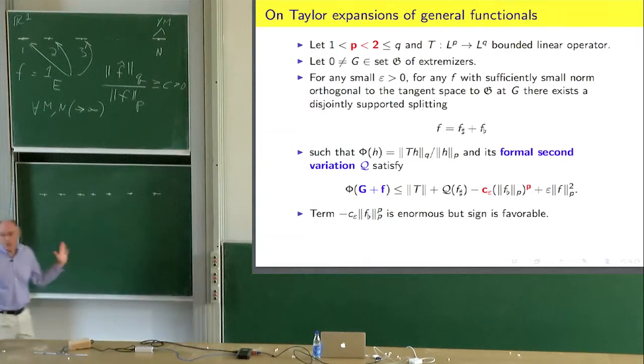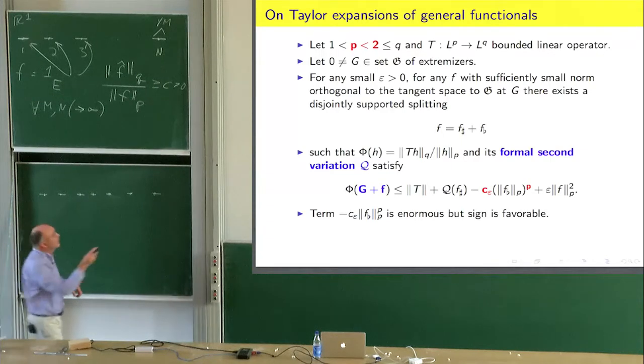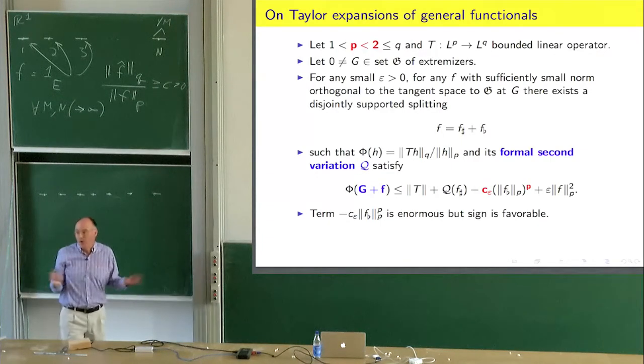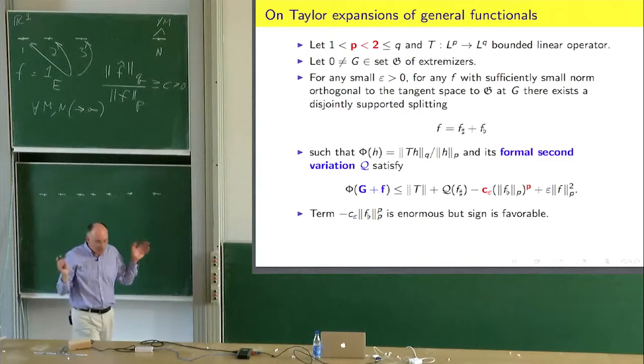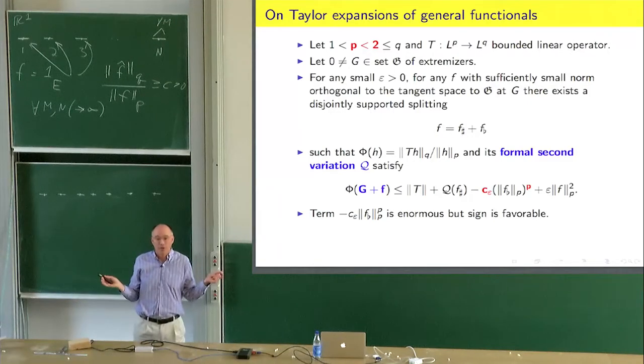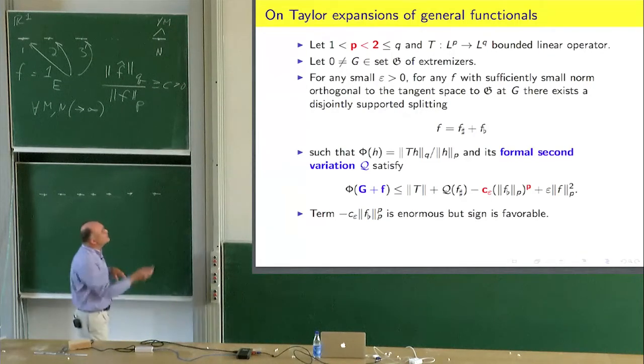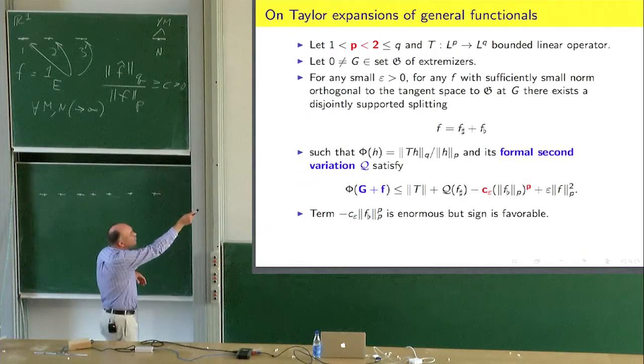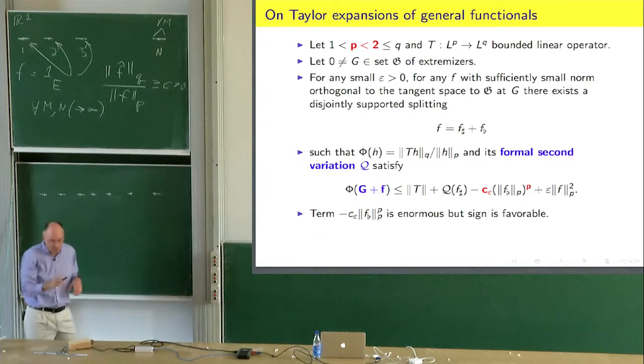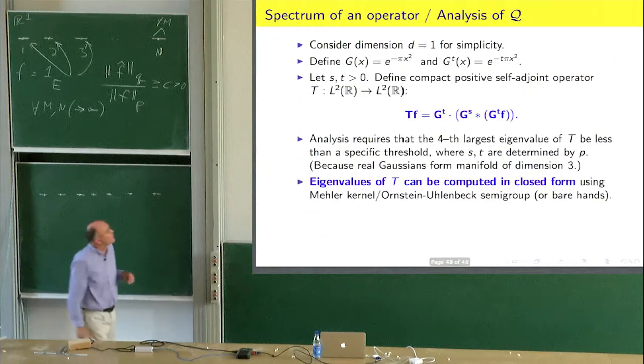Okay, so this is a general lemma, which just has to do with the fact that the exponent p is less than 2 and q is greater than or equal to 2. So the upshot is you can pretend your functional is twice continuously differentiable, even though it's not. And all that's left is to analyze this main term, the quadratic part of the formal Taylor expansion.